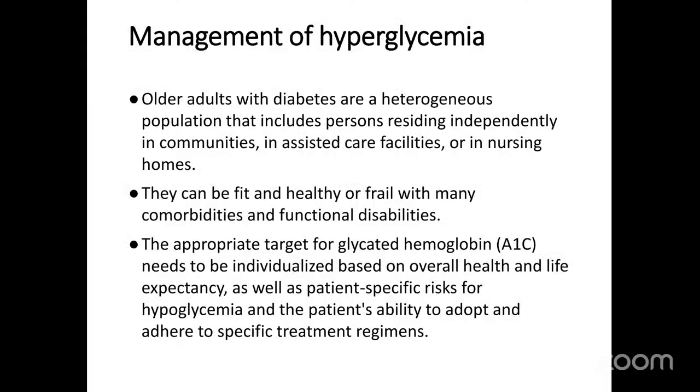So we'll start with clinical management of hyperglycemia. Older adults with diabetes are a heterogeneous group that includes persons residing independently in communities, in assisted care facilities, or in nursing homes. They can be fit and healthy or frail with many comorbidities and functional disabilities. The appropriate target for glycated hemoglobin, or hemoglobin A1C, needs to be individualized based on overall health and life expectancy, as well as patient-specific risk for hypoglycemia and the patient's ability to adopt and adhere to specific treatment regimens.